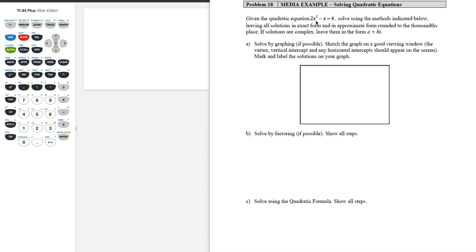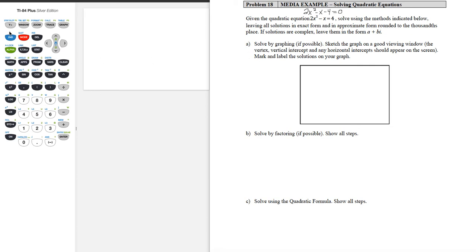Here we're given a quadratic equation, 2x squared minus x equals 4, and we're asked to solve this using 3 different methods. So we're first asked to solve by graphing, then by factoring, then using the quadratic formula. Before we start, I'm going to go ahead and write this equation in standard form. That's just going to make our life easier when we get to factoring and the quadratic formula methods. So 2x squared minus x minus 4 equals 0.